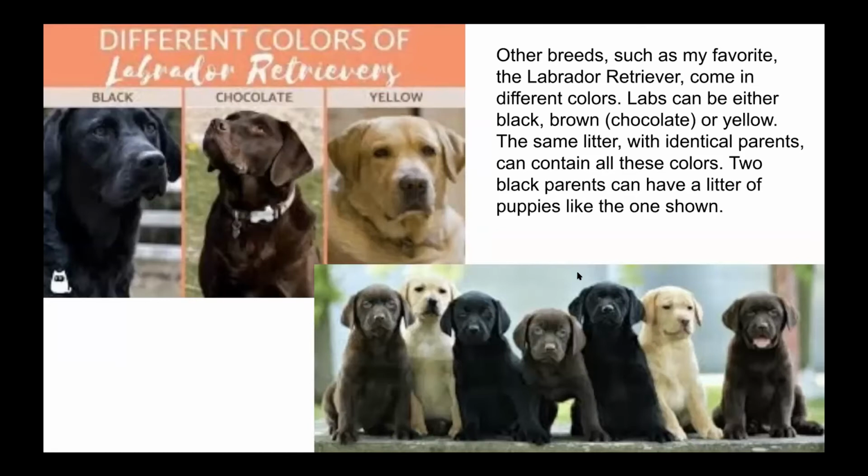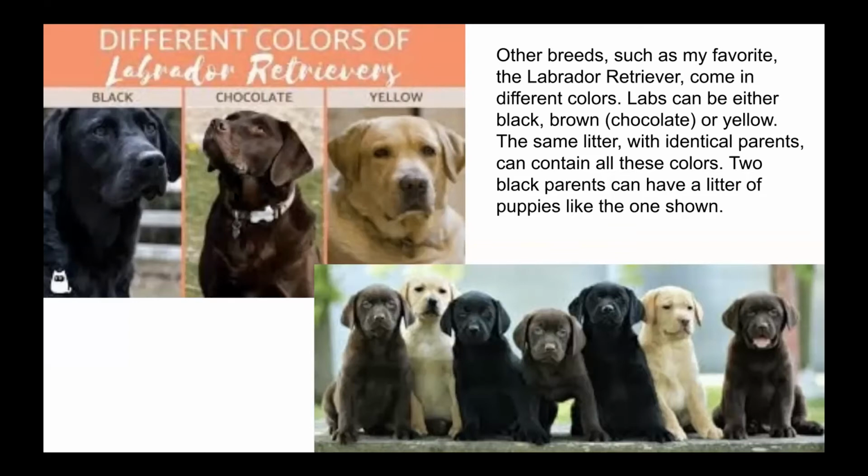But here's my favorite. And now we're going to talk about the inheritance of a trait, in this case, color. Because my favorite dog is the Labrador Retriever. I like black ones. So Labrador Retrievers come in 3 different colors. The black one, the original color, most of them were, when I was a child, they were all black. And then people started having chocolate ones or browns, and now yellow ones. So these 3 colors.